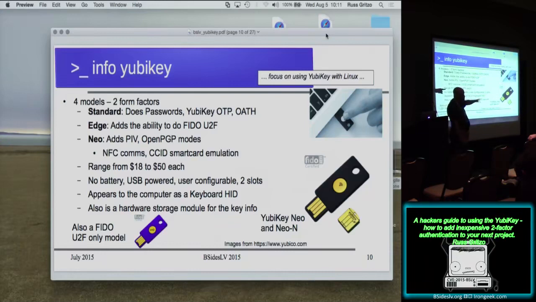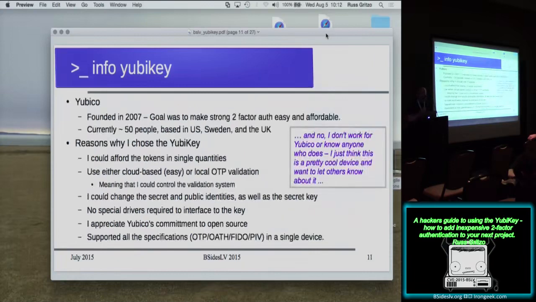I mainly have been playing with the Neo because, okay, it's $50, so yeah, it's a little expensive. The cheaper standard model, I think I get it for like $20, $25, something like that. So that's fine for just generating one-time passwords, and I can buy a handful of those. The Neo does have near-field communications capability. So if you've got a tablet like an Android, you can stick this thing up against the back of the Android and do an NFC one-time password. So that gives you kind of a quick idea. There's also a hardware storage module for the key info, but that thing is $500. That's a little out of my price range for a hacker toy.